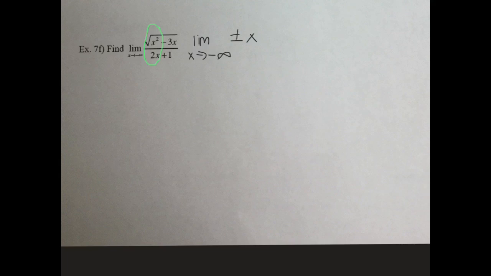So technically, this becomes the limit as x goes to infinity of plus or minus x over 2x on the bottom. Remember, I only care about my first and highest term. So in this case, once I have this, where am I going to? Am I going to positive infinity or negative infinity? Since I'm going to negative infinity, I'm going to take that negative x, and so now I have the limit as x approaches negative infinity of negative x over 2x, and I get negative 1/2.